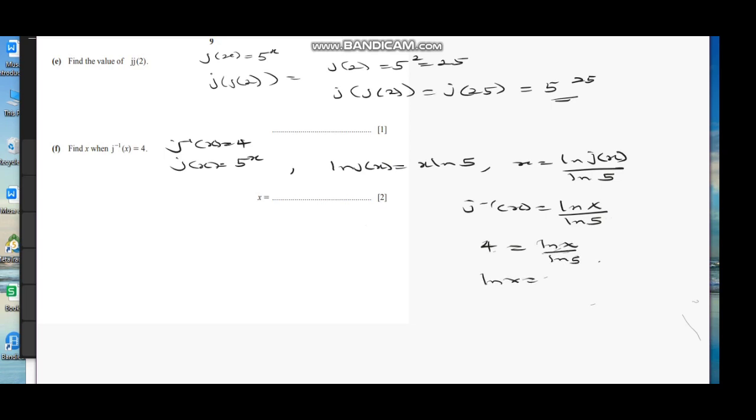Ln x equals 4 ln 5. And 4 ln 5 can be written as ln 5 raised to the power 4. By comparing both sides, you can see that our x is 5 raised to the power 4, which is 625. So that is our answer for this, 625. So that is that.